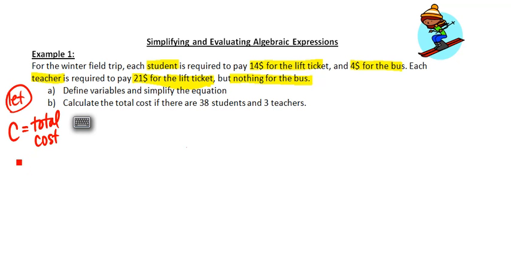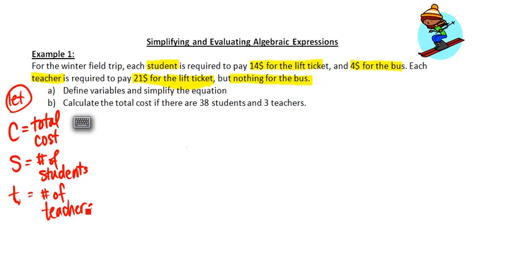The other things that can change are the number of students, and we'll represent that with the variable S. We can also have the number of teachers, and we'll represent that with the letter T, the variable T. When we create an algebraic expression, we need to make sure that everything is related to the final answer, which is cost. So the total cost, so we'll look for things related to cost.